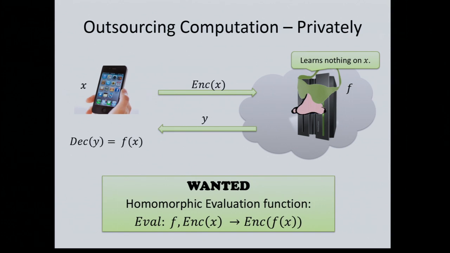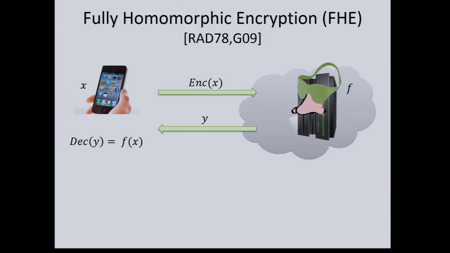So really, the magic that we're looking for is what we call a homomorphic evaluation function. This is a function that takes a description of this procedure f that the server wants to carry out, and an encryption of the input, and produces an encryption of the output. So we want a way to go from an encryption of the input to an encryption of the output using only public information, so without the server learning anything about the input x itself. And this leads us to the actual definition of fully homomorphic encryption.